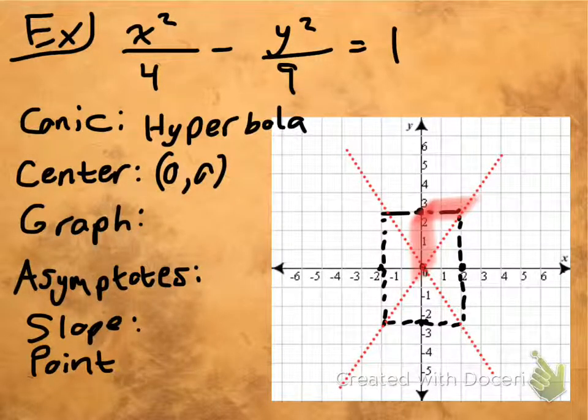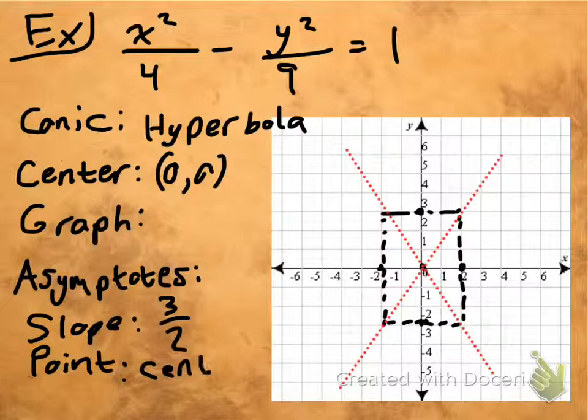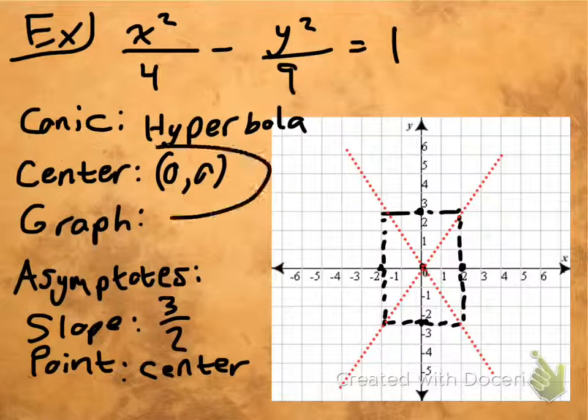Up 3, right 2. Some students like to count the entire dimensions. Well, this is up 6, right 4, which just simplifies to the same thing of 3 over 2. So my slope is 3 over 2. And a point, always use the center here, because again, all of these have to go through the center. So if you're always using the center, it's built into the problem for you.